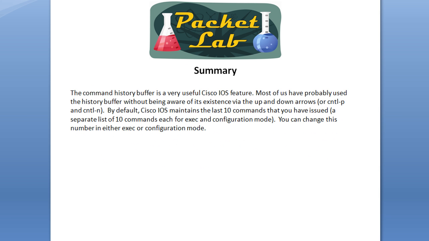So in summary, the command history buffer is a very useful Cisco iOS feature. Like I said, most of us probably used it without knowing that we're using it via the up arrow or Control-P or down arrow or Control-N. By default, Cisco iOS maintains the last 10 commands that you have issued, and it uses a separate list of 10 commands for each of the exec and configuration modes. We'll see that that is different on the router that I'm using today. And you can change the number of commands in the buffer, either via exec mode or via configuration mode. So that's it for the quote-unquote theory portion. Let's go ahead and jump on the CLI and see this in action.